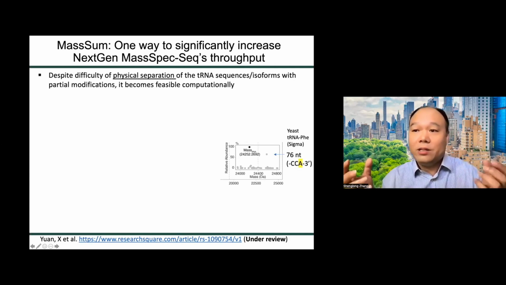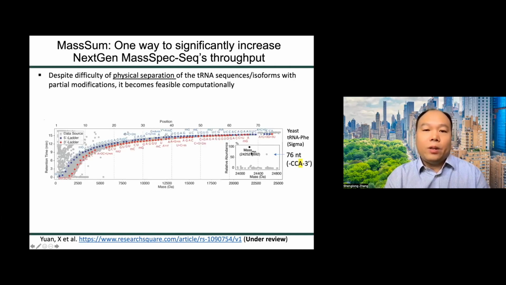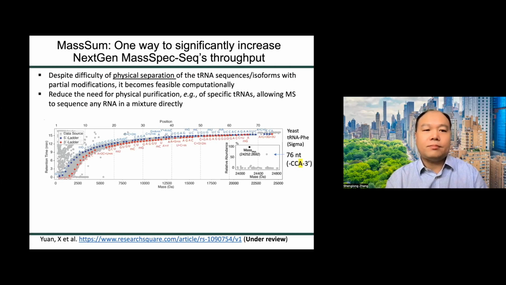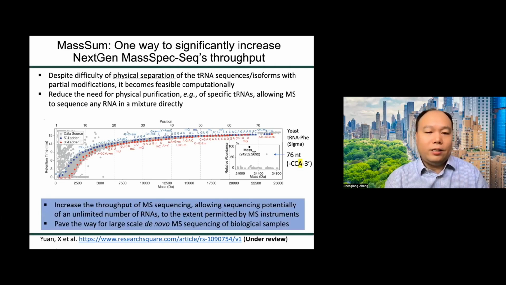So despite the physical difficulty of separating them, with that unique mass, we can computationally separate them out and sequence them like a single purified tRNA. This strategy can reduce the need for physical separation, and allow mass sequencing of any RNA, for example, a specific tRNA in a mixture directly. This strategy could also help to increase the throughput of mass sequencing, allowing sequencing of a potentially unlimited number, limited only by the instrument. And this will, of course, help to pave the way for large-scale global mass sequencing of biological RNA samples.